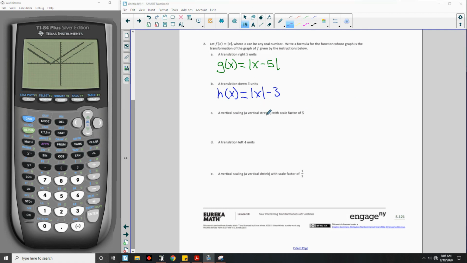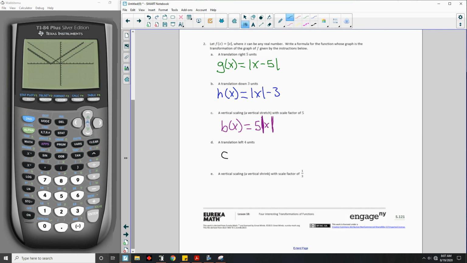Part C, a vertical scaling, a vertical stretch with a scale factor of 5. When we stretch, that means it's getting larger faster or smaller faster. Let's call this b of x. b of x equals the absolute value of x; that would be the parent function, but to make it grow faster, you multiply it by 5. So it would be 5 times the absolute value of x.